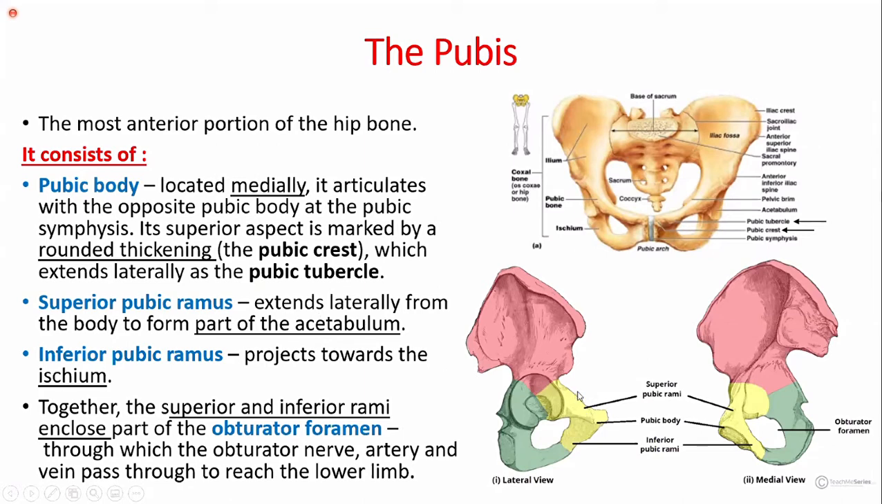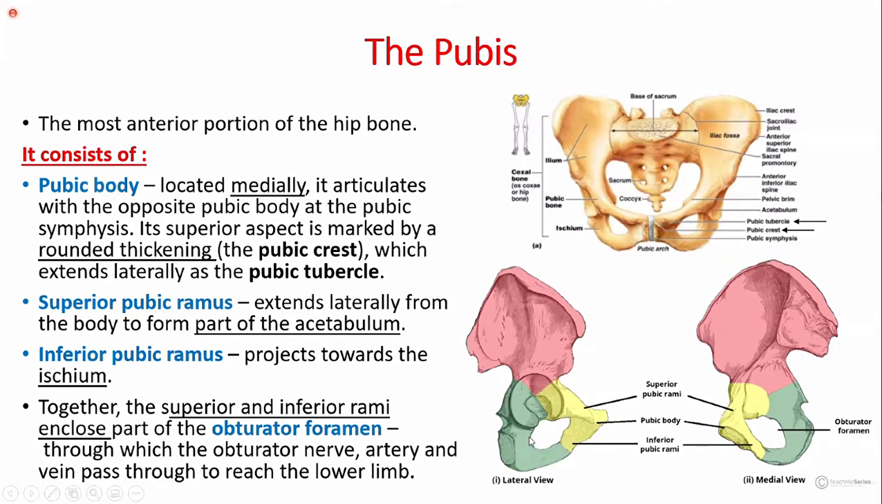One is the superior ramus, basically expanded laterally. You see this ramus expanded laterally and forming part of the acetabulum. And then the inferior ramus projects and articulates with the ischium. This is the ischium bone. Okay? And together, the superior and inferior rami form this foramen or opening.